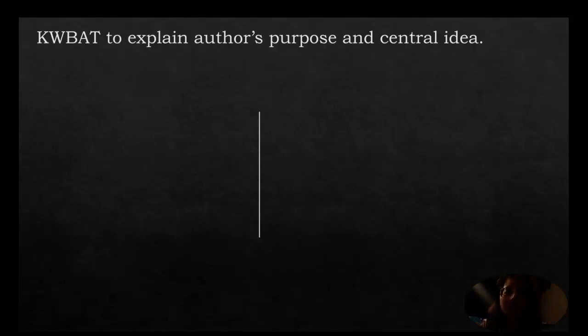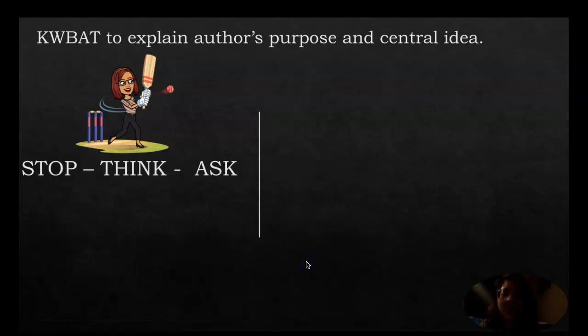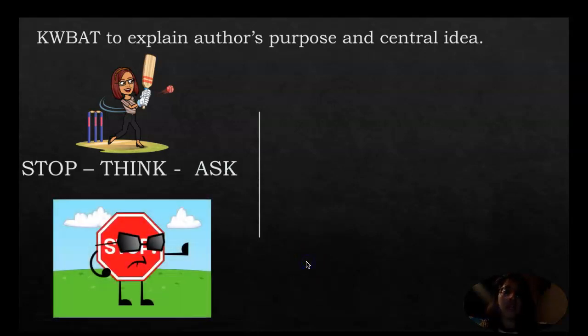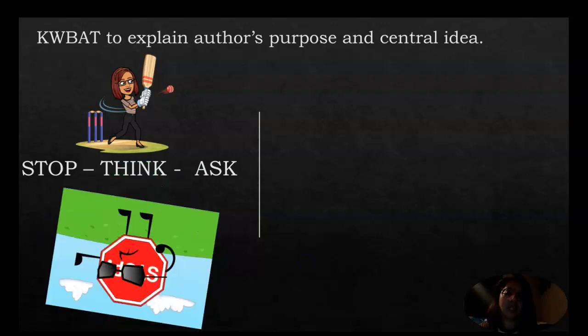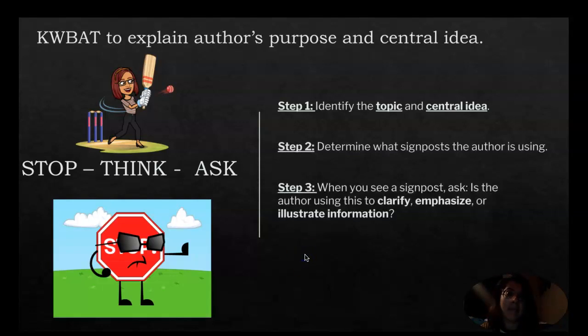Guys, welcome back. Remember, this week is another At Bats with Author's Purpose. What we're going to do is recap our thinking steps. So when we are looking for author's purpose and central idea, we need to stop, think, and ask: 1. What is the topic and central idea? Once we're done identifying that, we are going to determine what signpost the author is using. Last step, when you notice this nonfiction signpost, ask, is the author using this to clarify, emphasize, or illustrate information?